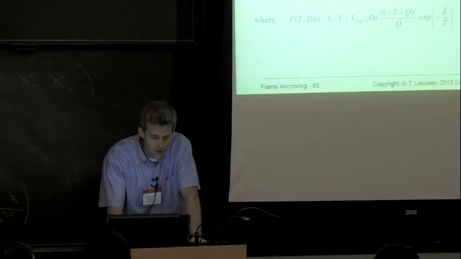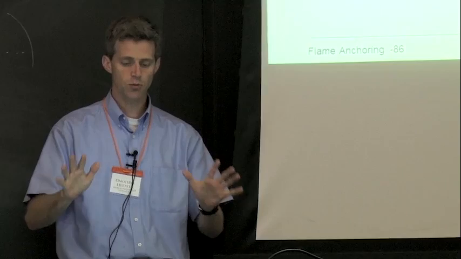Let me back up for a minute. Okay, so this tells us what our baseline is. This is what happens when you have no z direction variation. Now let's look at what happens.